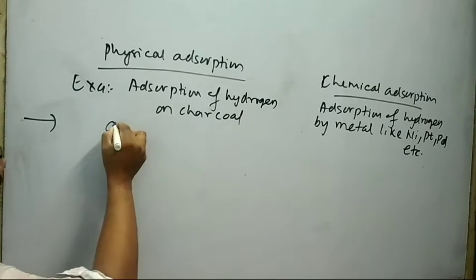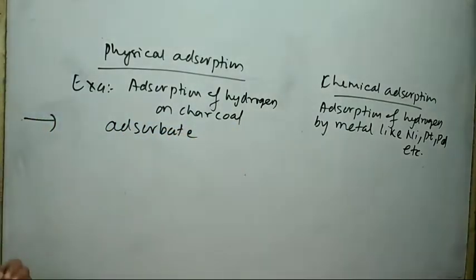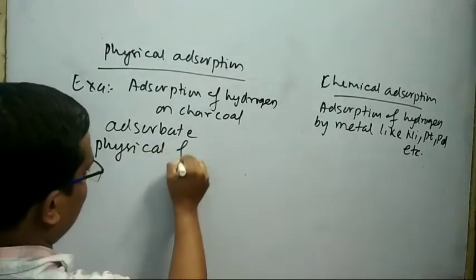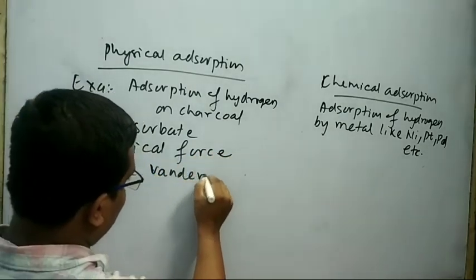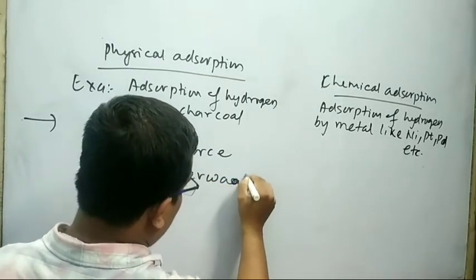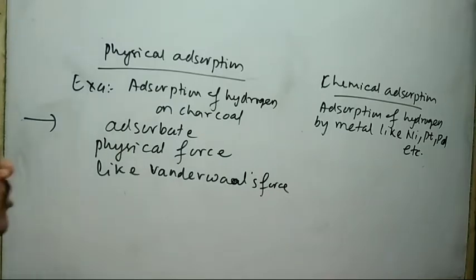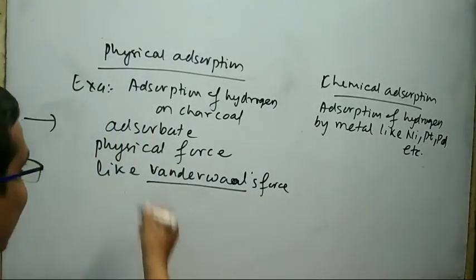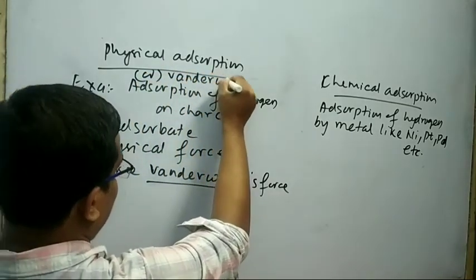When the particles of the adsorbate are held to the surface of the adsorbent by physical force like van der Waals force, then that type of adsorption is called physical adsorption. In physical adsorption, van der Waals force plays an important role. That's why physical adsorption is also called van der Waals adsorption.